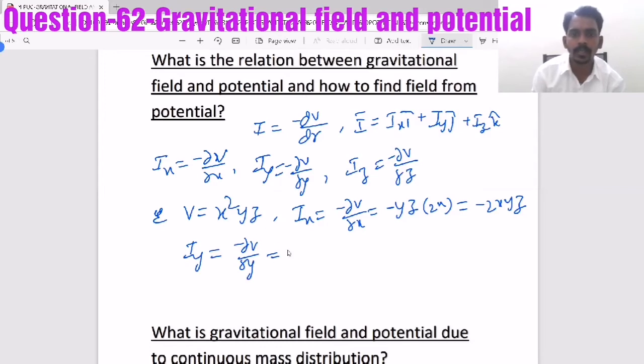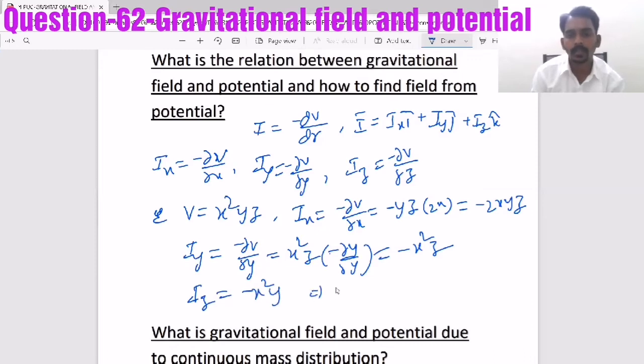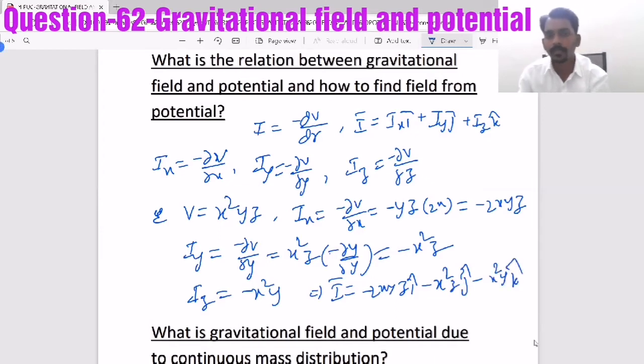With respect to y, x and z are constant. So x square z. So that minus ∂V/∂y, so it will become minus x square z. Similarly, Iz if you calculate, you will get minus x square y. Then you can substitute Ix, Iy, that means minus 2xyz i cap minus x square z j cap minus x square y k cap. If they mention xyz coordinates, then you have to substitute and you have to find it.